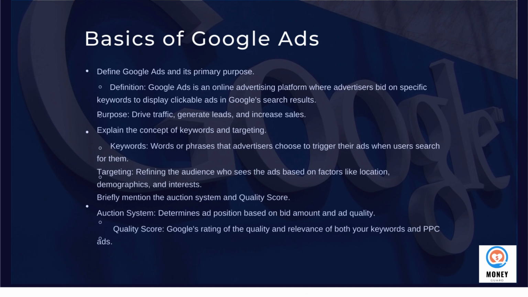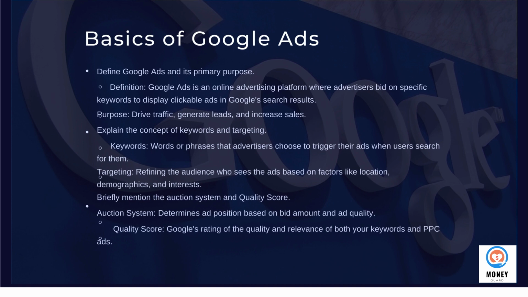Basics of Google Ads. Define Google Ads and its primary purpose. Definition: Google Ads is an online advertising platform where advertisers bid on specific keywords to display clickable ads in Google's search results. Purpose: drive traffic, generate leads, and increase sales.